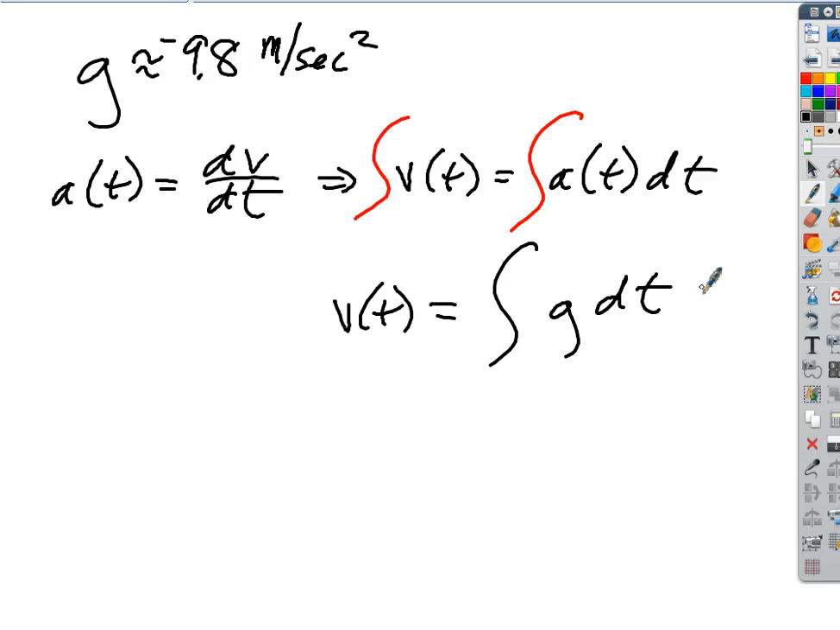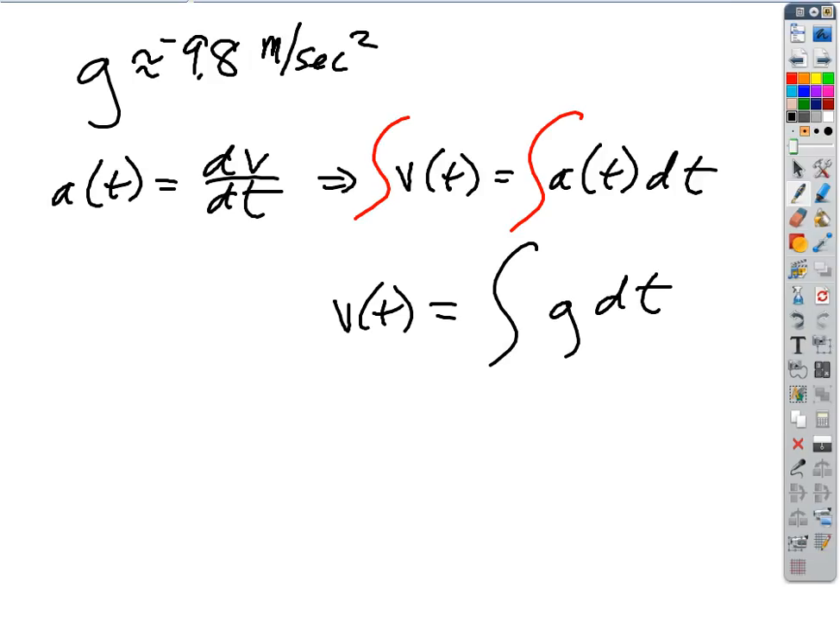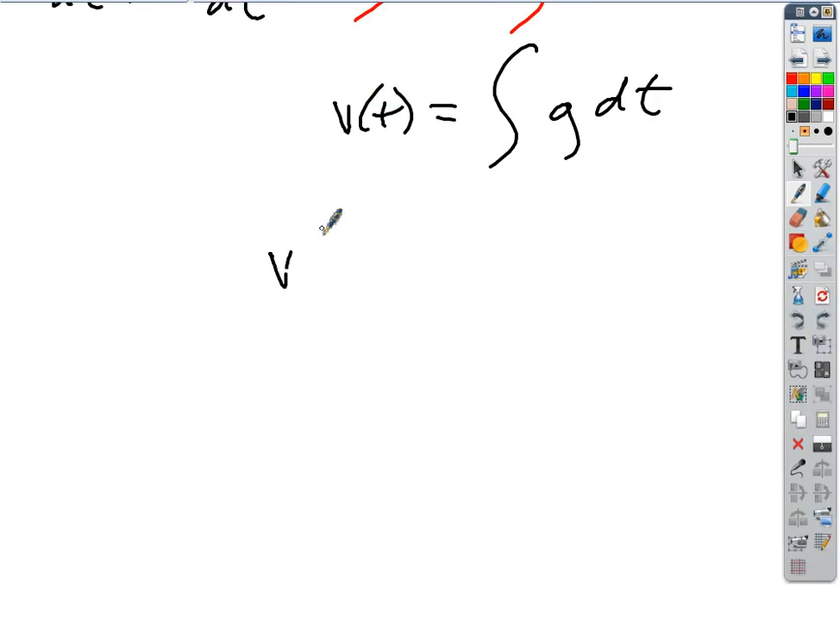Instead of an x, we got a t in there, but gt, where g is just our constant. Okay, so gt plus some constant, we'll call it c1.